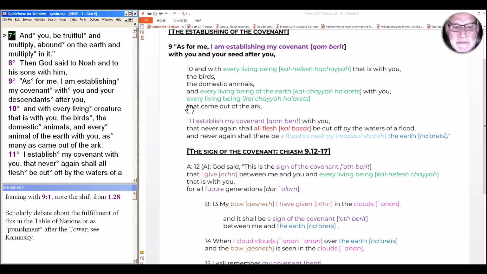First, the establishing of the covenant, and then what the sign of the covenant is and how those pieces fit together. So, as for me, I am establishing my covenant, berit. Notice it's establishing, not cutting the covenant.